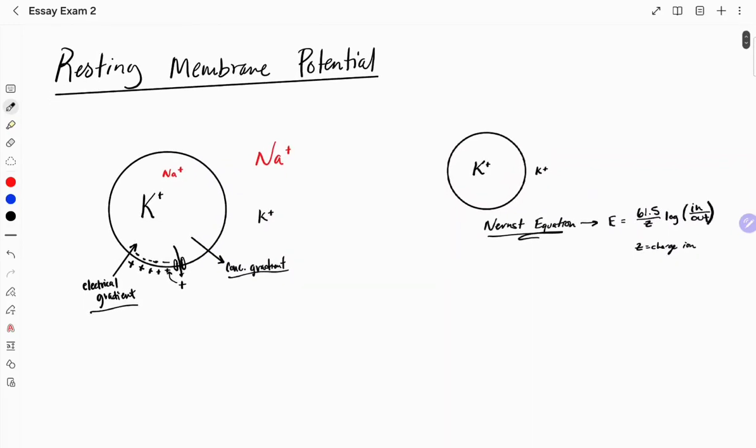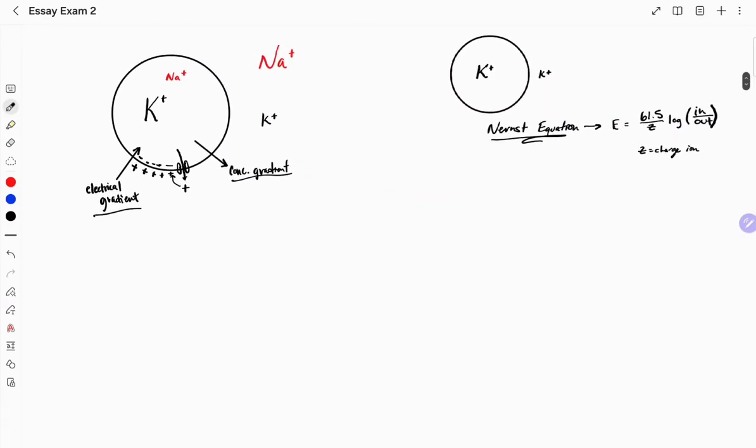Now, hopefully I didn't over-explain that. I know I was a little bit all over the place with that one, but we're going to look at how we establish a resting membrane potential. And I'm going to draw a little graph here to help us visualize this.